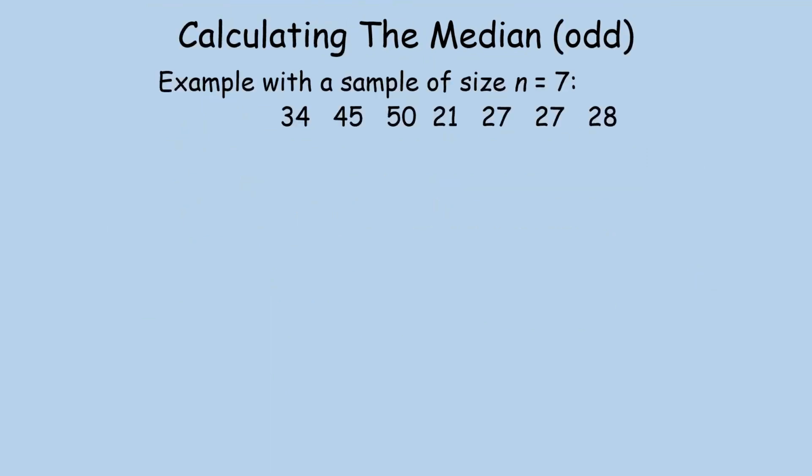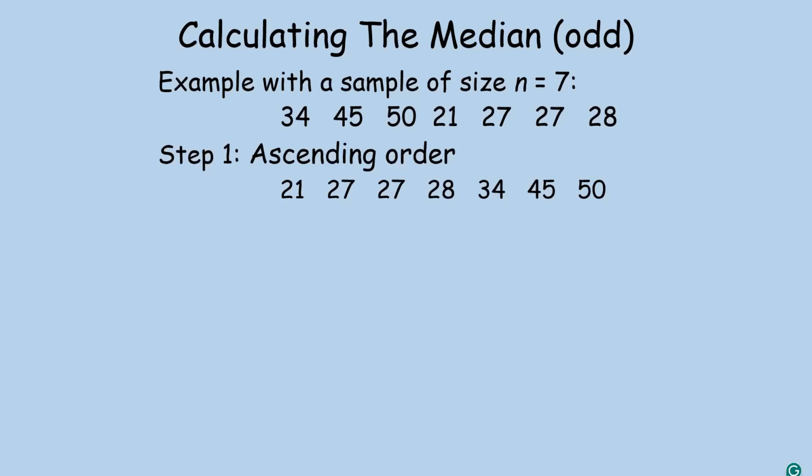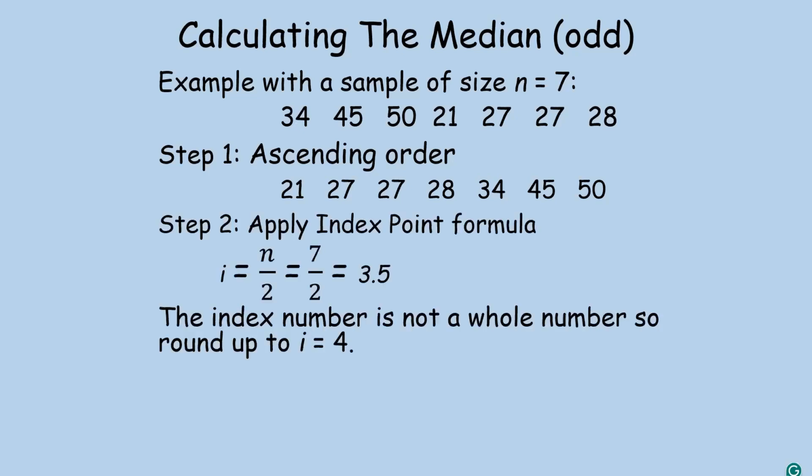Odd number of observations. For example, in a data set with 7 values, first we arrange them from smallest to largest. Take the total number of values, which is 7, and divide by 2, which gives 3.5. So we round up to 4, which gives the fourth number in our list, the middle one, so the median is 28.